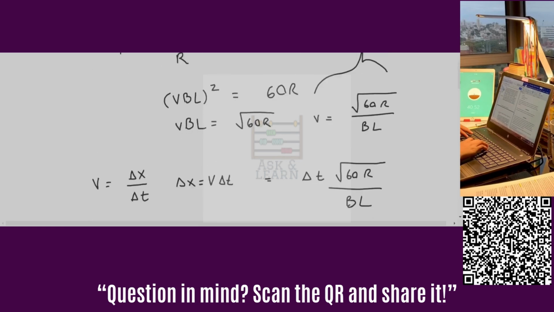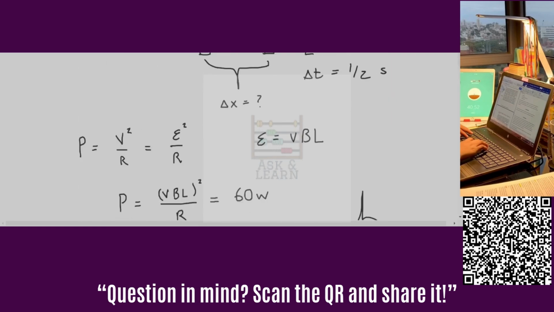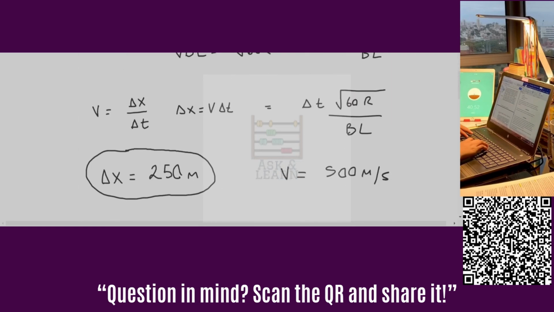So our little power generator here is unfortunately not that impressive, but we figured it out. So there you go. We'd have to move our bar 250 meters in order to generate enough wattage to support our light bulb.